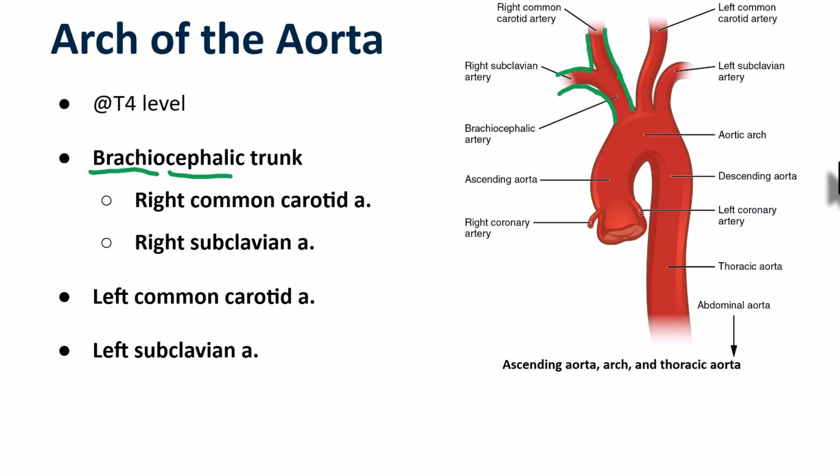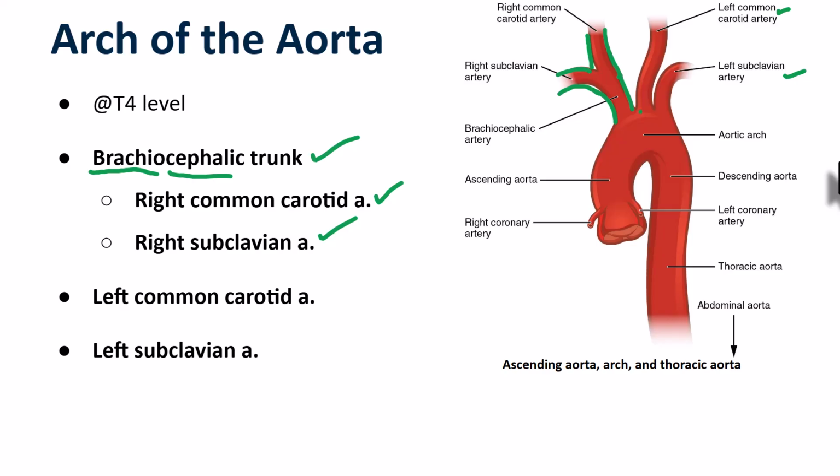And not to get ahead of ourselves, but there's going to be a left common carotid artery and a left subclavian artery branching off of the arch of the aorta. So we see that we have two subclavian arteries, two common carotid arteries. It just so happens that on the right side, those vessels are coming from that brachiocephalic trunk. And so the brachiocephalic trunk is serving the right side of the head and neck via the right common carotid artery, and the right upper limb via the right subclavian artery.